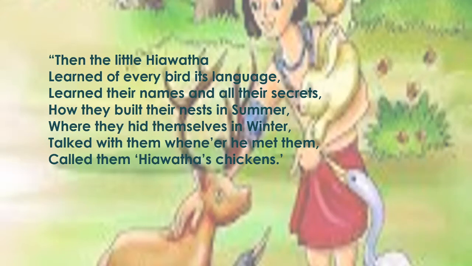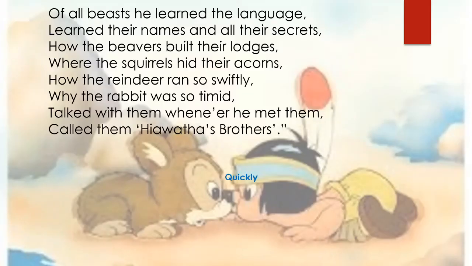So Hiawatha, who was a young little boy, learned the language of birds. He could talk to the birds because he learned their names. He also learned their secrets. And what was the secret? How these birds built nests in summer and where they hid themselves during winter. So this was the secret of the birds that Hiawatha learned about. He could talk with them whenever he met them and he called them Hiawatha's chickens.